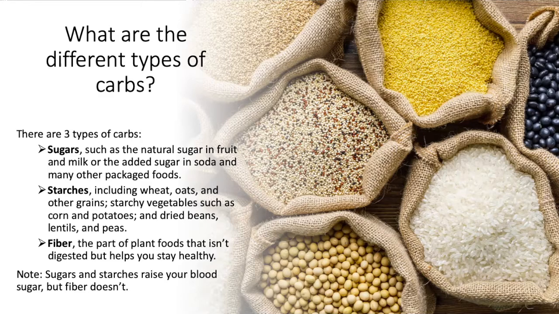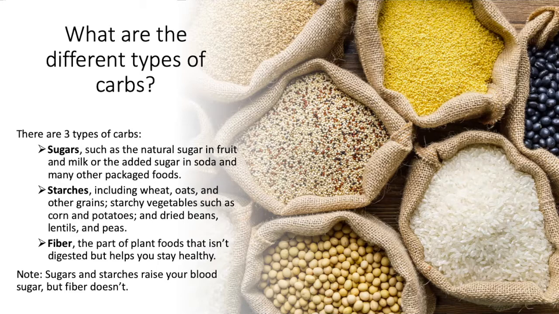The first one is sugar, such as the natural sugar in fruits and milk, or the added sugar in sodas and in many other packaged foods. The second one is starch. It includes wheat, oats, and other grains. Starchy vegetables such as corn and potatoes, and dried beans, lentils, and peas are also starch. And the third one is fiber.